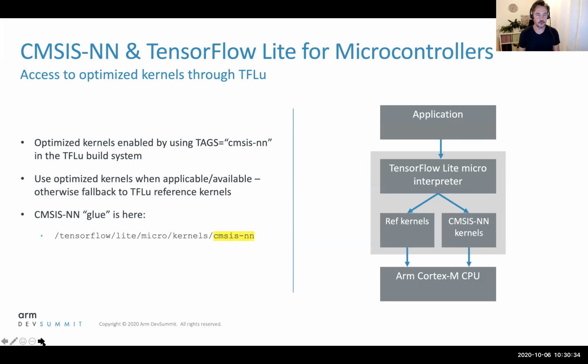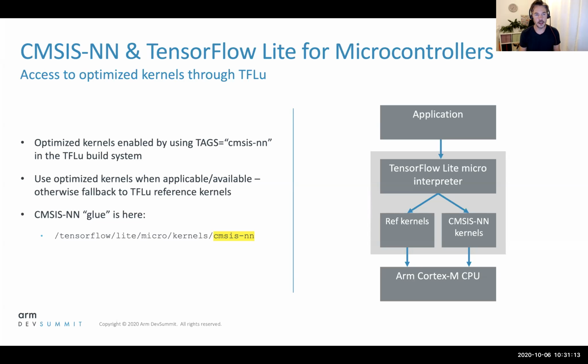So how to utilize these CMSIS-NN kernels? CMSIS-NN has an API, which is called from the TensorFlow Lite Micro operator. You can find the glue code highlighted in yellow in this slide. So in this folder, you will find some C functions that actually make the call into CMSIS-NN.